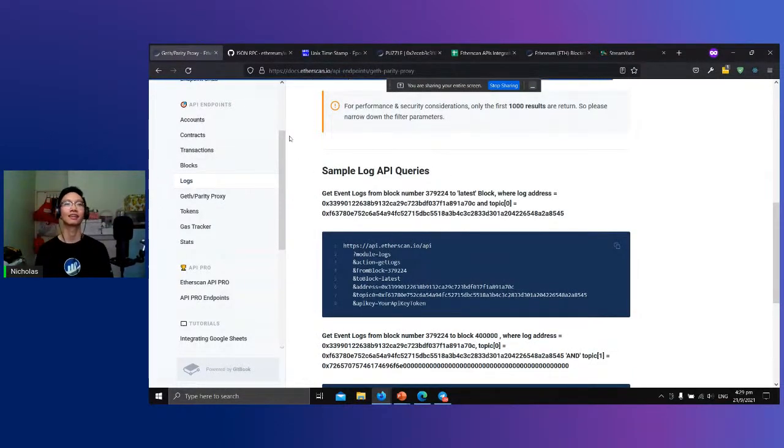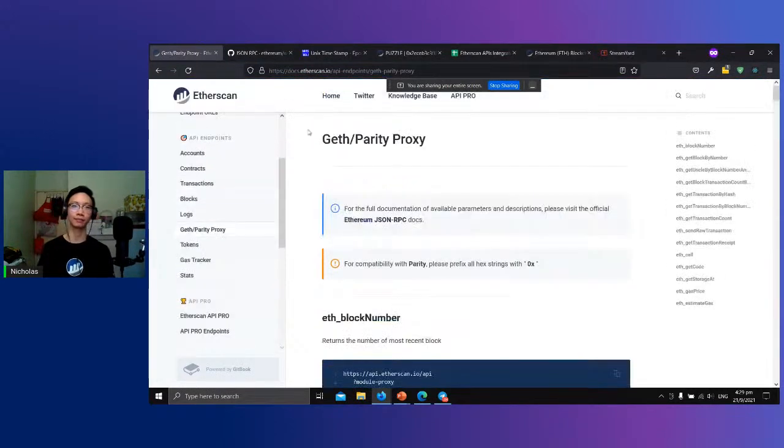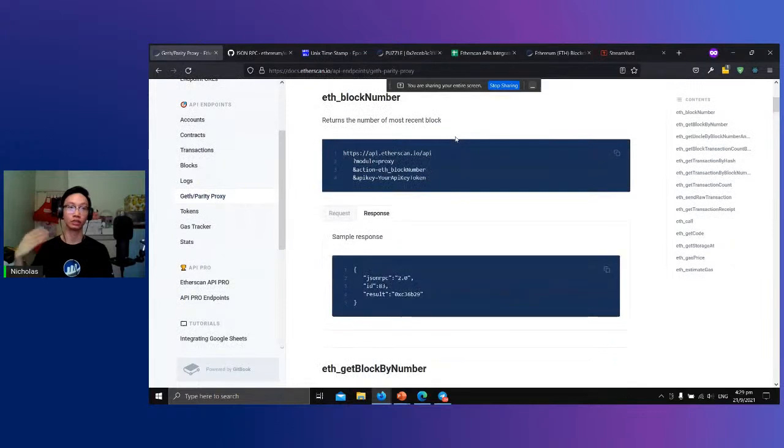Okay, next are the Geth and Parity proxy endpoints. Geth and Parity, for those of you who are not familiar, are the names of Ethereum nodes, or Ethereum clients, let's say. So these proxies essentially allow you to query an Ethereum node without having to set up a node, maintain a node, and interact with it through the JSON RPC interface. Instead, you can do that over HTTP.